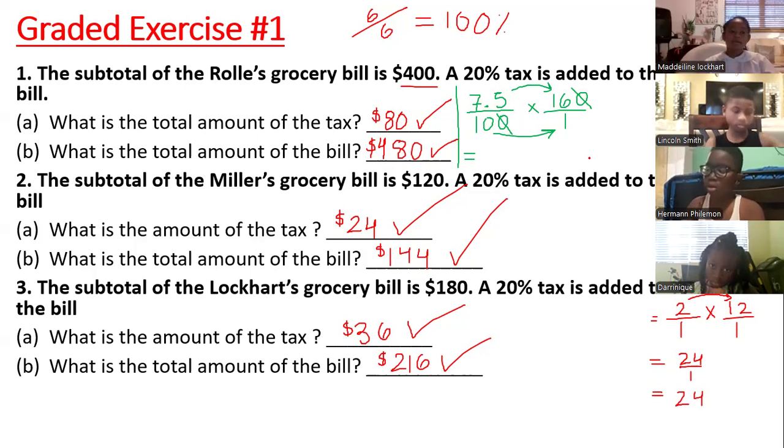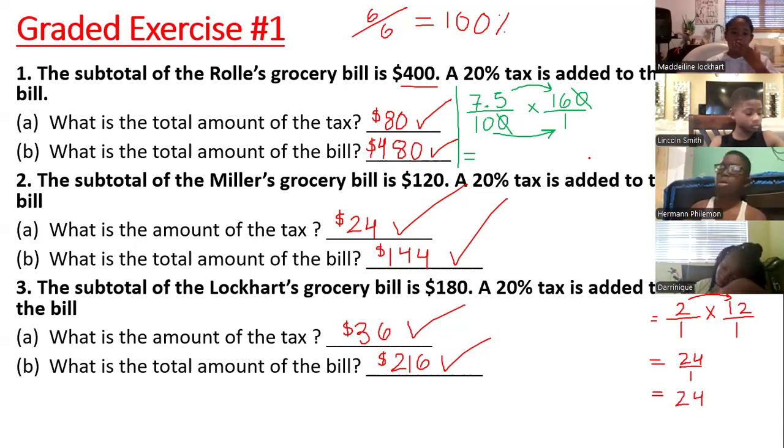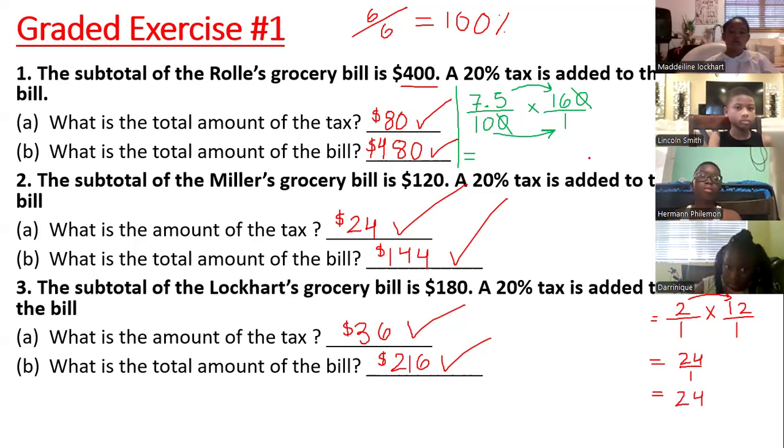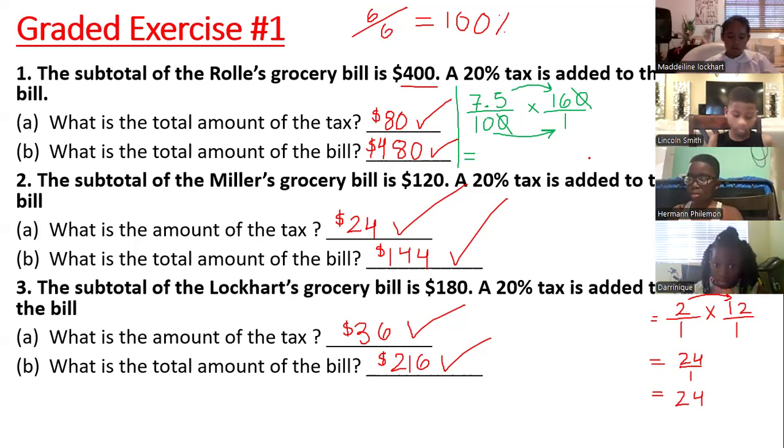Go ahead, Najara. For A, I got 12 when I simplified. And Madeline, what did you get for A? I got 120. You didn't simplify that correctly. It is 12. It's not 120, it's 12. So be careful.